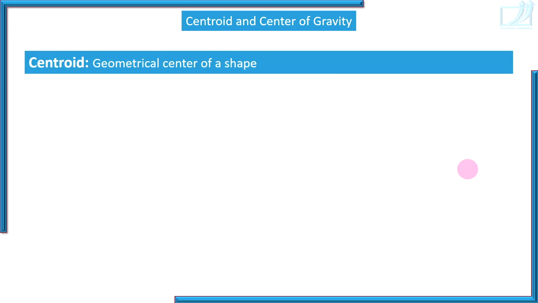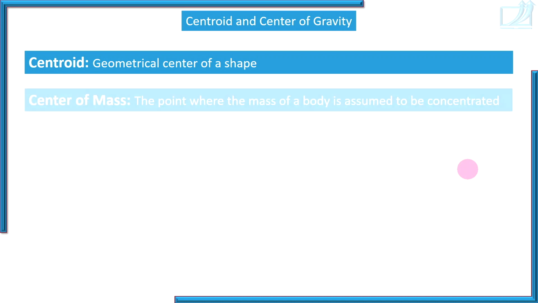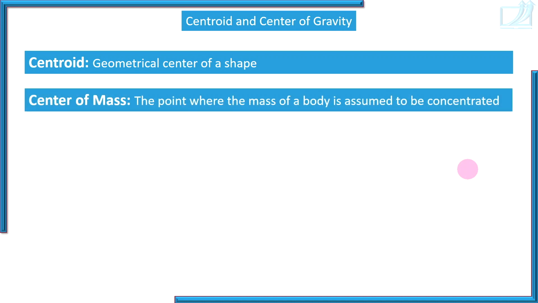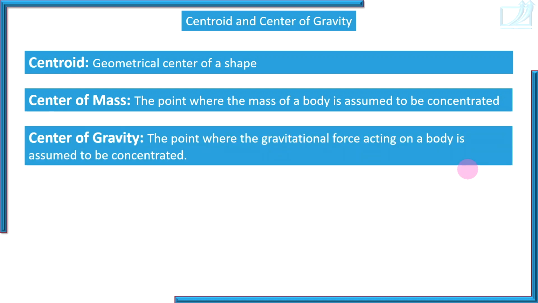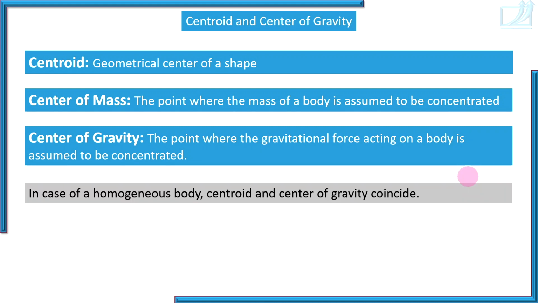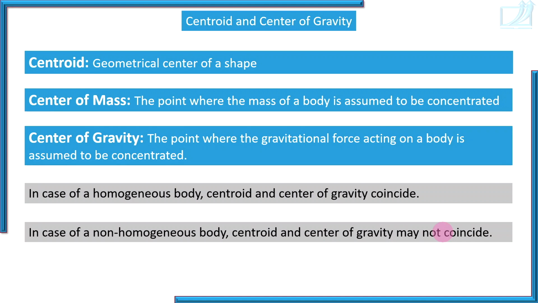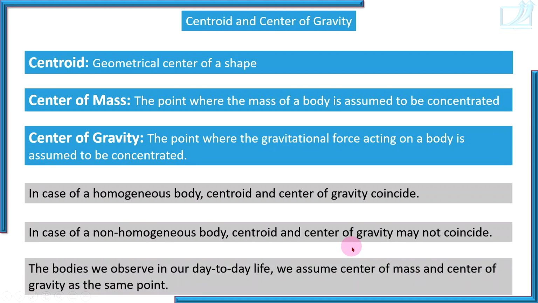So remember all these points. Centroid is geometrical center of a shape. Center of mass is the point where mass of a body is assumed to be concentrated. And center of gravity is the point where the gravitational force acting on a body is assumed to be acting. In case of homogeneous bodies, centroid and center of gravity coincide. In case of non-homogeneous bodies, the centroid and center of gravity may not coincide. And the bodies we observe in our day-to-day life, we assume center of mass and center of gravity as the same point. In this video, we are going to consider only plane shapes.